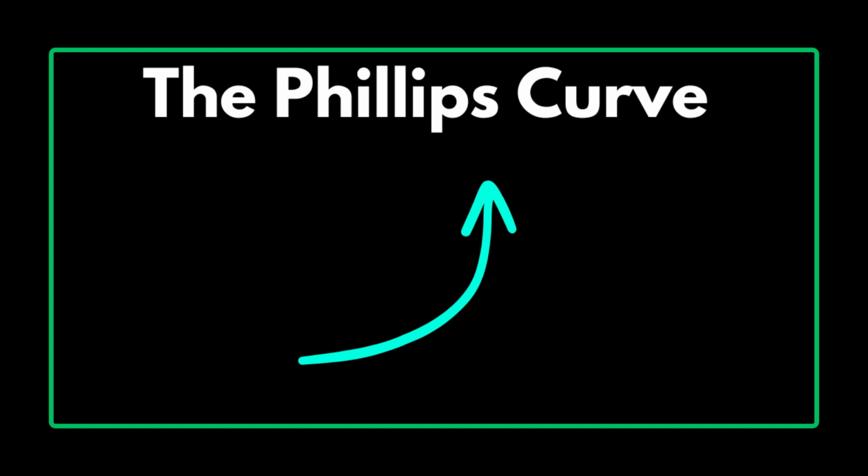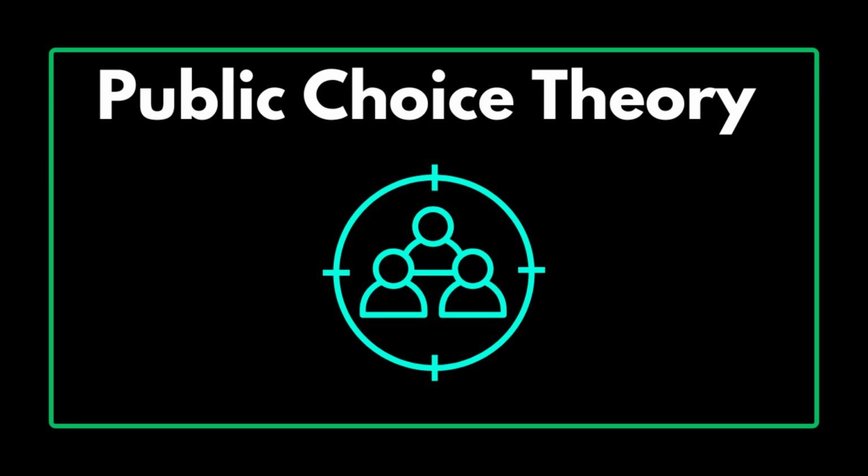Public choice theory is an economic theory that applies the principles of economics to political decision-making. It challenges the traditional view that politicians and government officials always act in the best interest of the public.